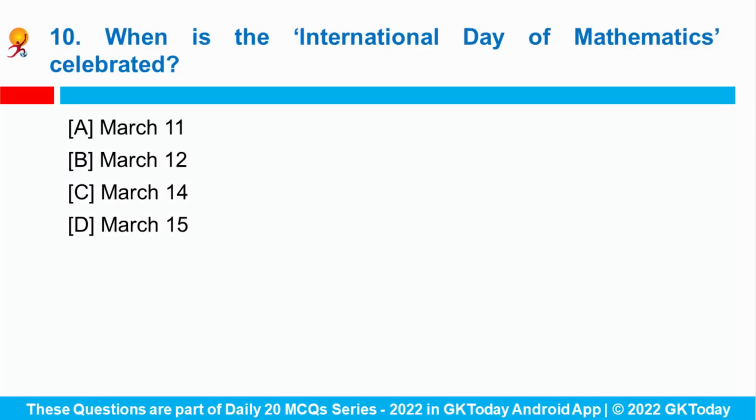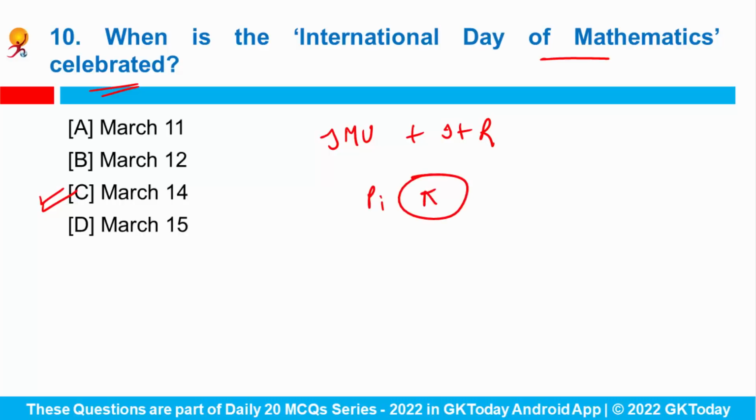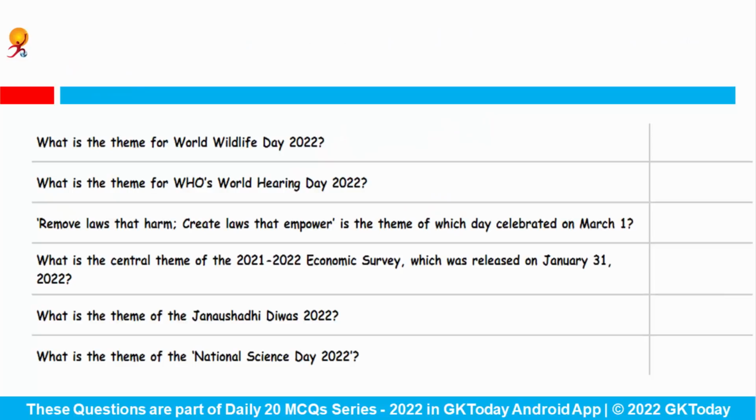When is the International Day of Mathematics celebrated? So 14th of March is celebrated as International Day of Mathematics across the world, and it is a project led by the International Mathematical Union with the support of international and regional organizations. Also, it is celebrated in many countries as Pi Day. Why? Because that date is written as 3/14 in some countries, and the mathematical constant pi is approximately 3.14. Okay. Now let's see some of the important days.